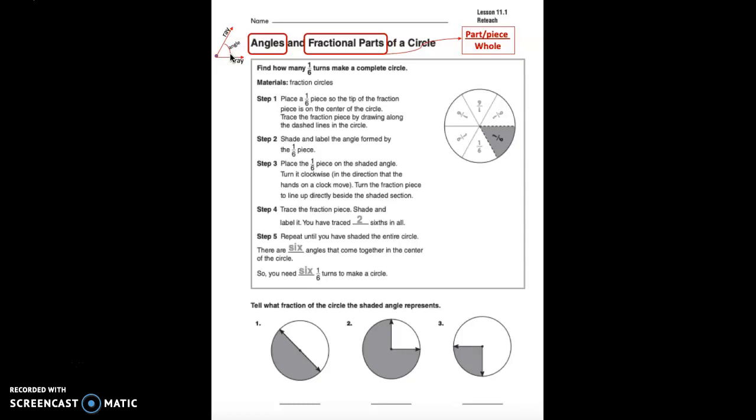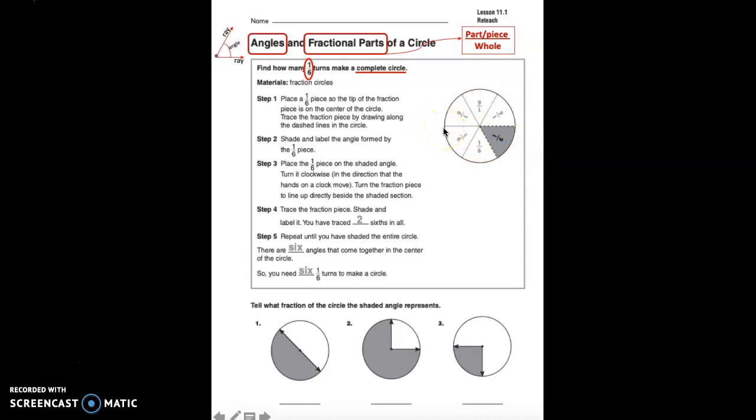Now, let's begin. Find how many 1/6 turns make a complete circle. As you see, I've circled my 1/6 and I've underlined complete circle. 1/6 is our fraction. A complete circle means the entire circle. And today we're going to be using fraction circles, as you see right here on the right.